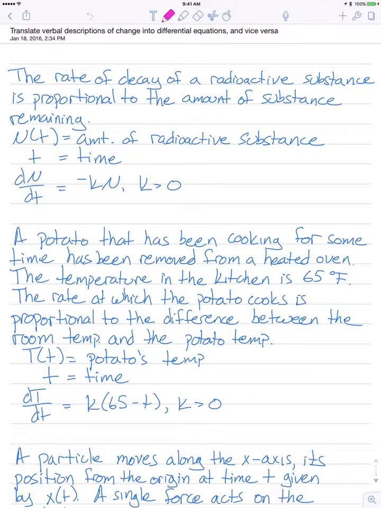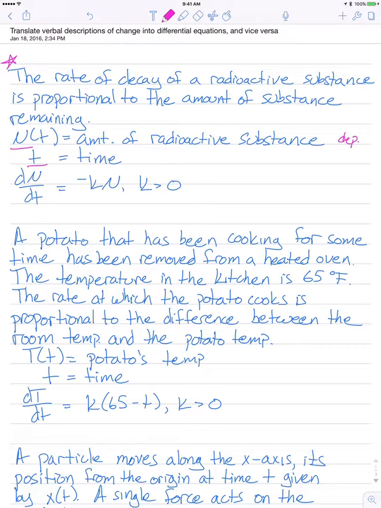This is an example that will be familiar to people who have taken chemistry or maybe even physics. The rate of decay of a radioactive substance is proportional to the amount of substance remaining. How are you going to translate that into a differential equation? Well, the first step is always just identify your variables. So let's let n represent the amount of the radioactive substance, and that depends on time, which we'll symbolize by t. So n is the dependent variable, and t, which is time, is the independent variable.